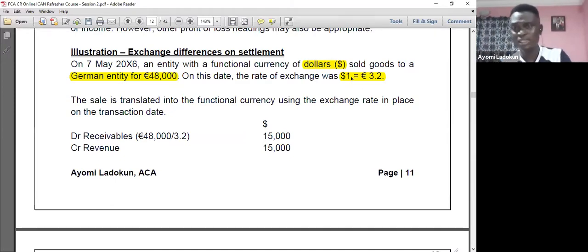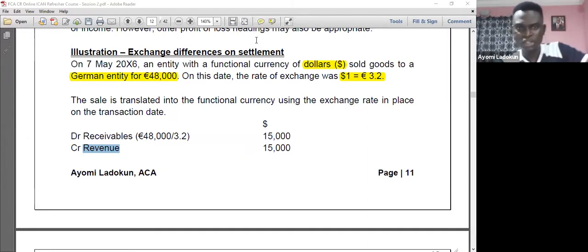So when I look at this, the euro is weaker. My dollar is stronger than my euro. And the goods I sold were sold in a weaker currency. Can you see the point? It was sold in a weaker currency, and I needed to translate to my stronger currency. I will have to divide. I'll just say 48,000 euro divided by 3.2. It will give me the amount in dollars. That's how they got this $15,000. Can you see? So you debit your receivables and you credit your revenue, because I sold on credit. I want to believe you understand that.